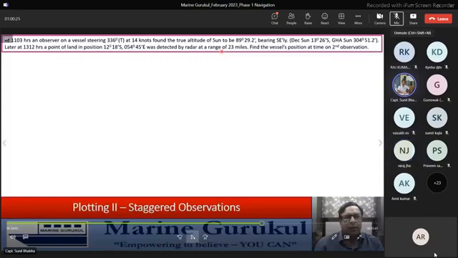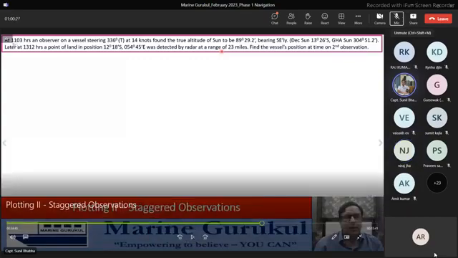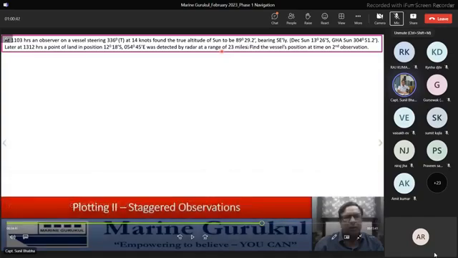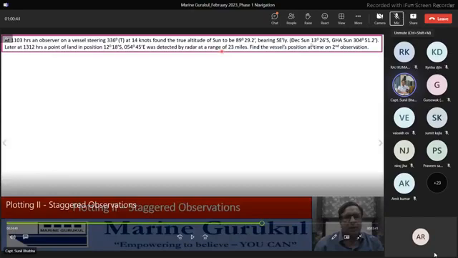Okay, beta. If you have a look, the first observation 11:03, the altitude of the sun is 89 degrees 29.2 minutes. So you can see this is a high altitude observation. A high altitude observation is plotted using a position circle concept. Center of the circle is the GP, which is obtained from declination and GHA. Radius is the true zenith distance.